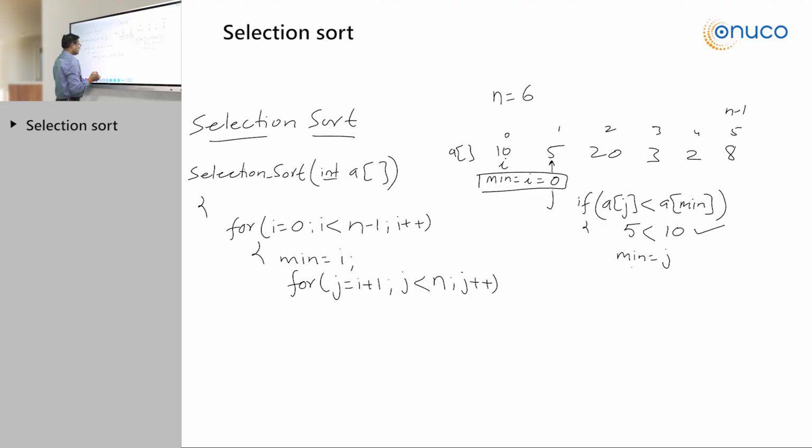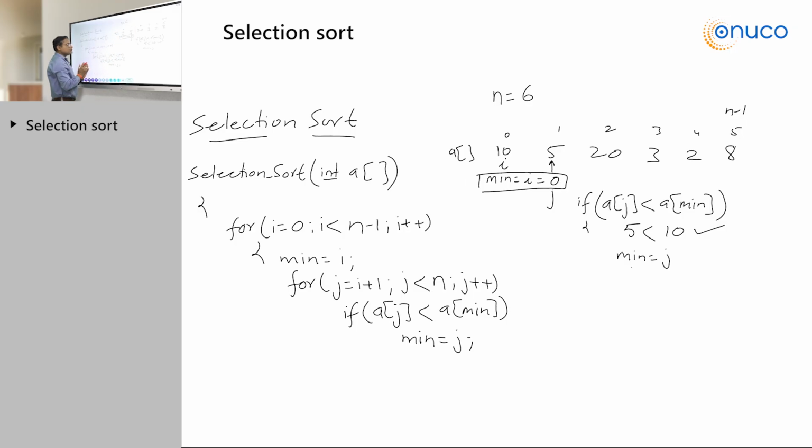j plus plus. What basically are you going to do in this? We are going to perform the task: if a of j is lesser than a of min, then we are going to update the value, min is equal to j. So this will repeat again and again. If the condition is true, the min value will get updated. And finally, we find the minimum value in the given list, right?